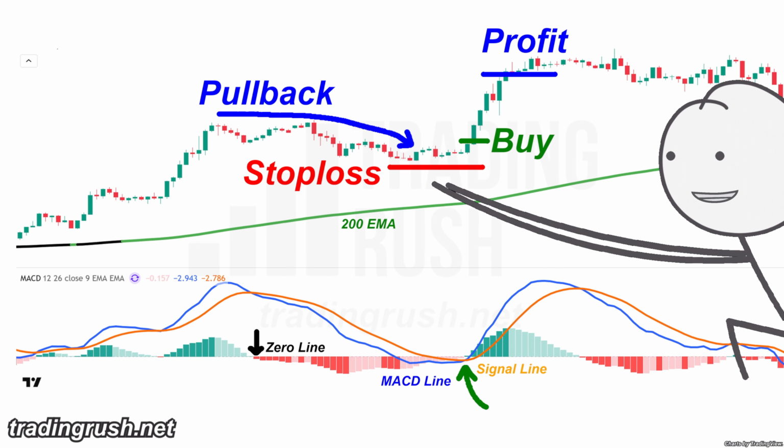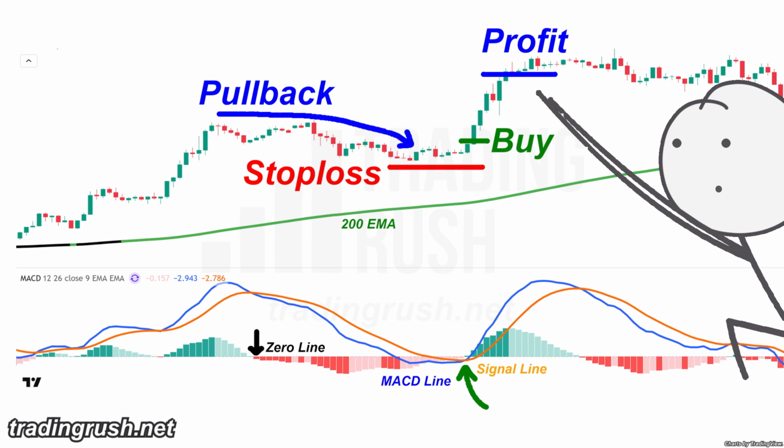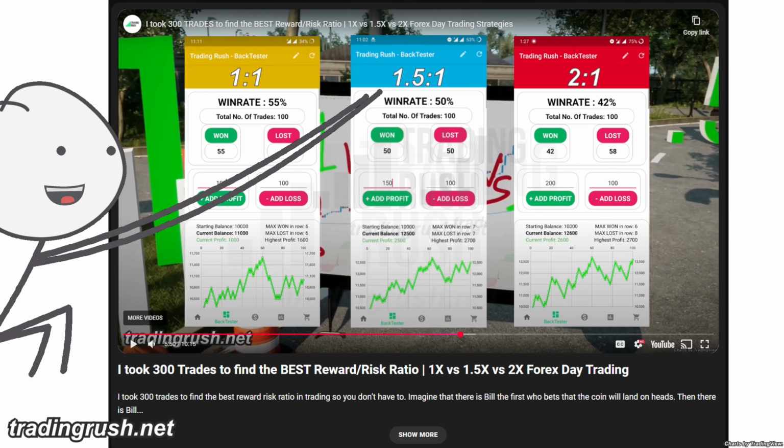I set the stop loss below the end of the pullback of the trend, and I set the profit target at 1.5 times the stop loss distance. In other words, I used a 1.5 to 1 reward-risk ratio. That is because it is the best reward-risk ratio we have found for trend trading strategies, according to tested data on the Trading Rush channel.